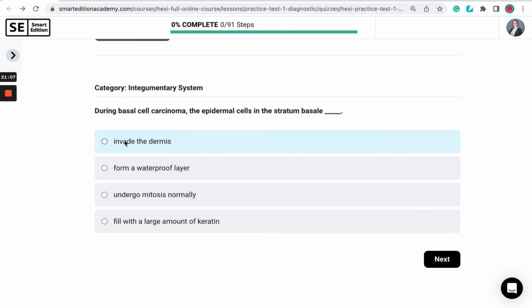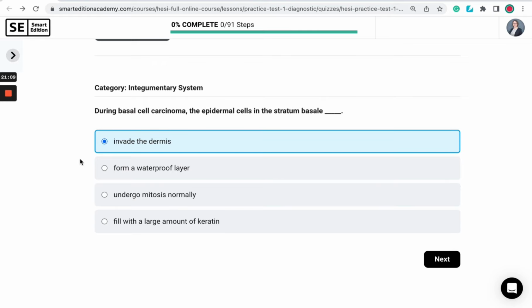The correct answer here is that they invade the dermis. Basal cell carcinoma is the most common type of skin cancer that occurs in the basal cells of the epidermis. So these cells are found in the stratum basale layer, and they divide to create keratinocytes. Basal cell carcinoma rarely spreads or undergoes metastasis.